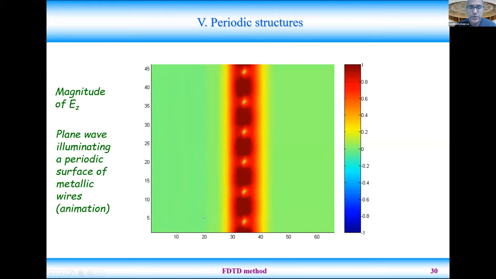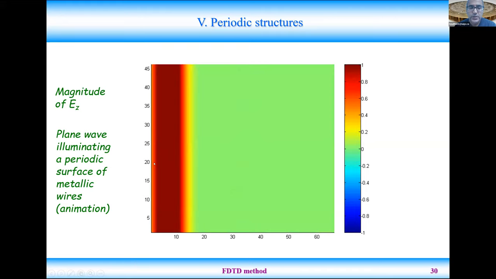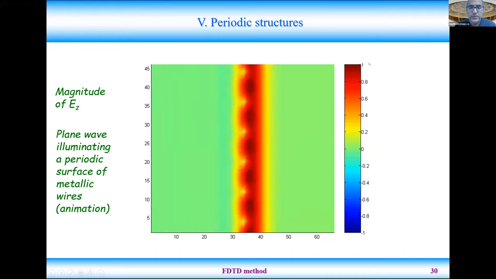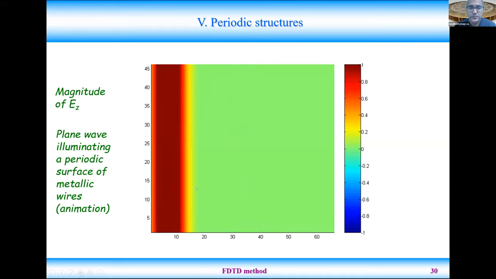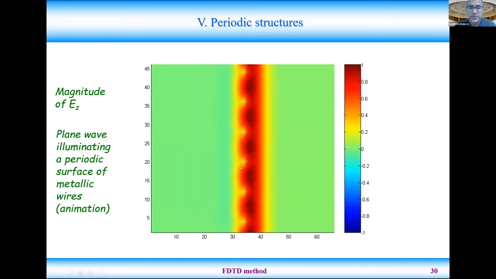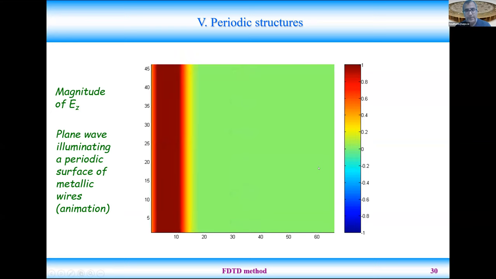This is a Gaussian excitation. We can see it here, this is Gaussian. The red means a positive value, blue means a negative value. So the Gaussian here will be partly reflected and partly transmitted.